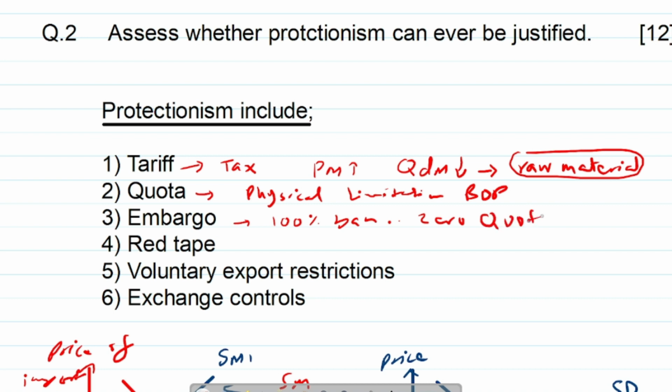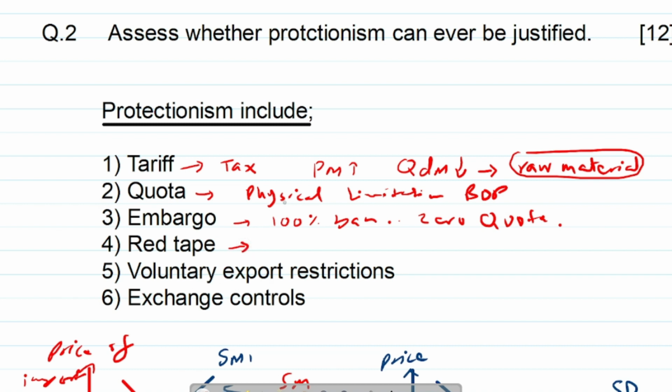So when the government puts a 100% ban on imports, it means you cannot import even a single quantity from any other country. As a result, when imports don't come in, local industry will flourish, people will purchase more locally produced goods, the volume of imports will be controlled, and the balance of payment will also be corrected.